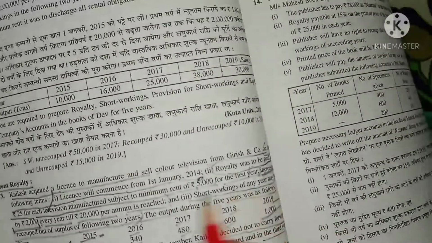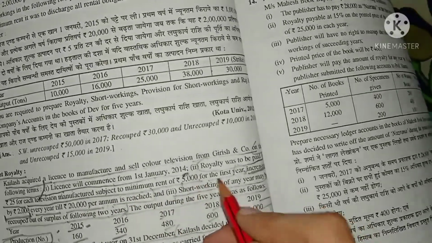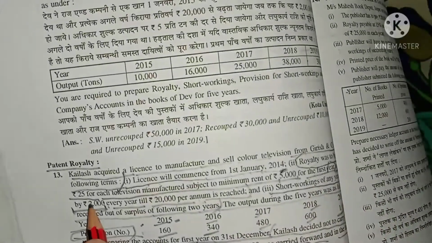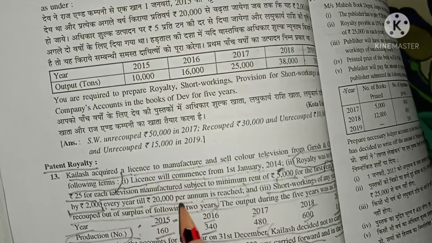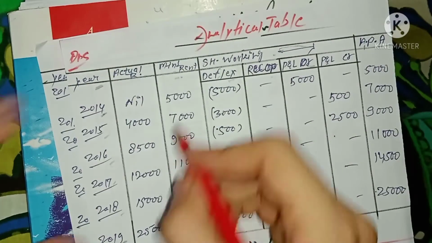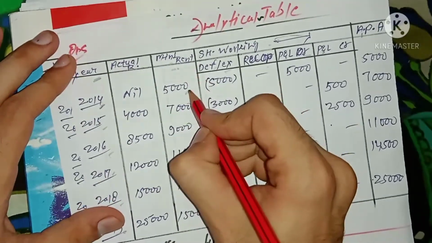So here you can see the line about minimum rent: subject to a minimum rent of 5,000 for the first year, increasing by 2,000 every year till 20,000 per annum is reached. Now what is the meaning of that? You simply have to start the minimum rent amount with 5,000.